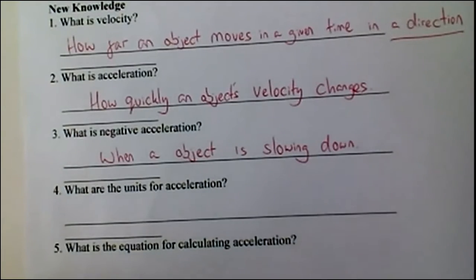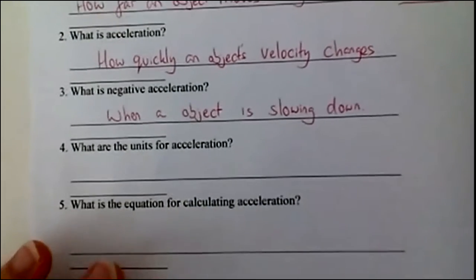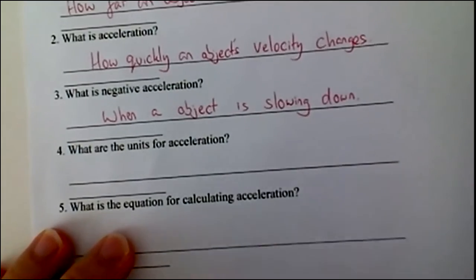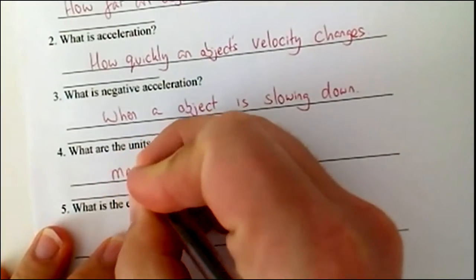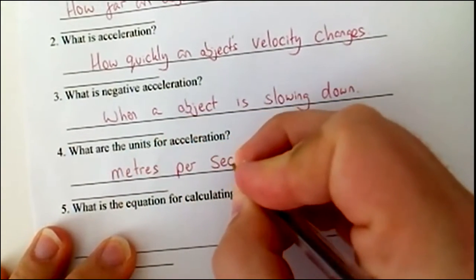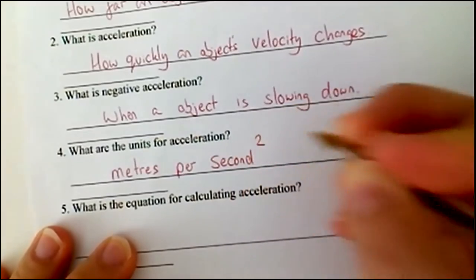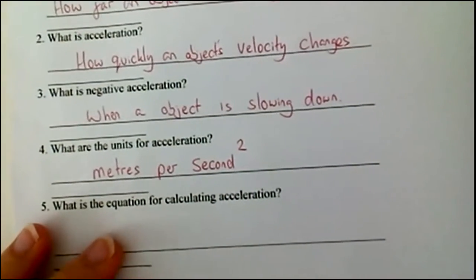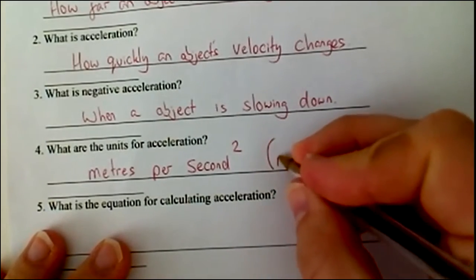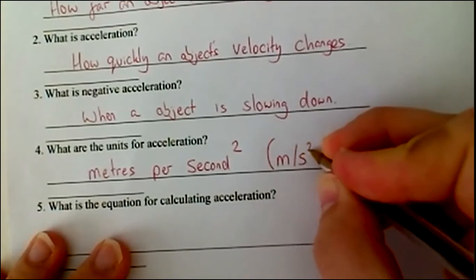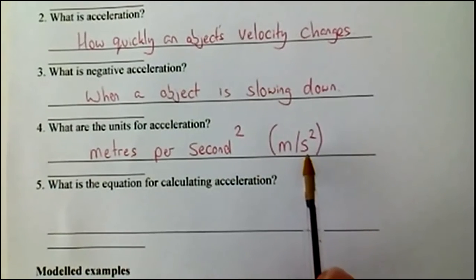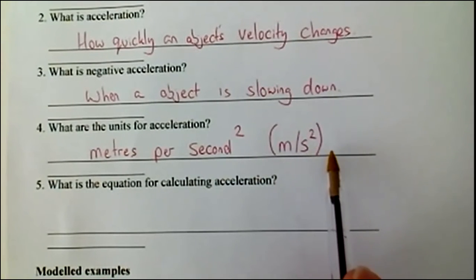So the units of acceleration, okay, they're a little bit different, but again, also very similar at the same time. They are meters per second squared. Now, when you come to writing today, when you use the units, we're going to do m/s squared. So whenever you write acceleration, you always use this unit here, meters per second squared.